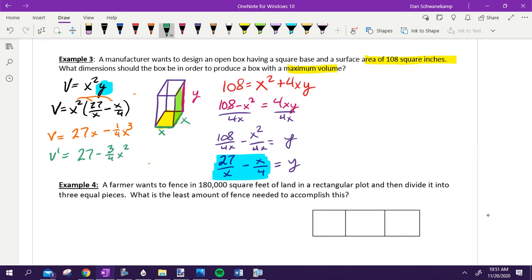3/4 x squared. That's his derivative. Once we take that derivative, what are we going to do with it? Set it equal to 0. So 27 minus 3/4 x squared equals 0. It looks kind of funky. Okay? You can solve that.